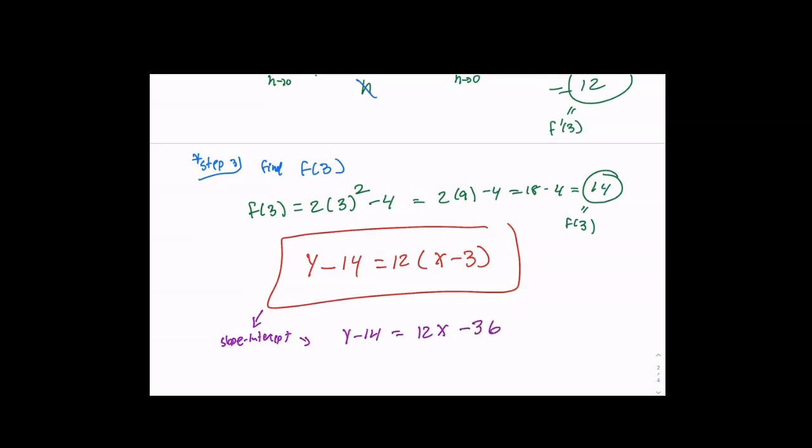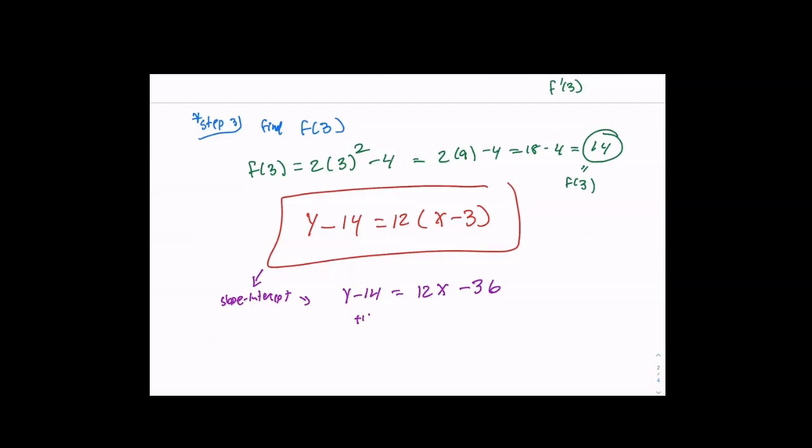I'm distributing that 12, plus 14 on both sides. Y equals 12x minus 22. Both answers are the same thing. They're equivalent.